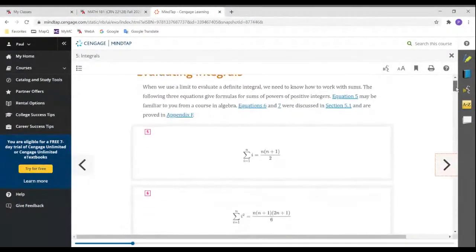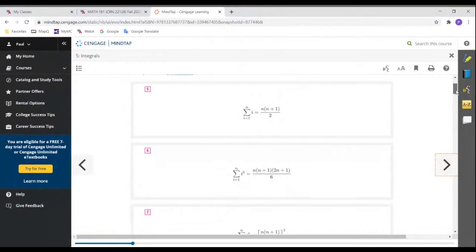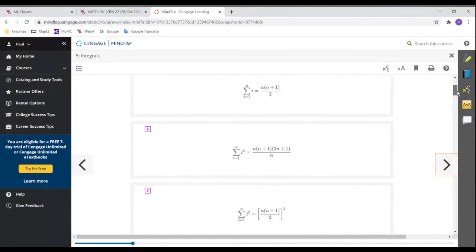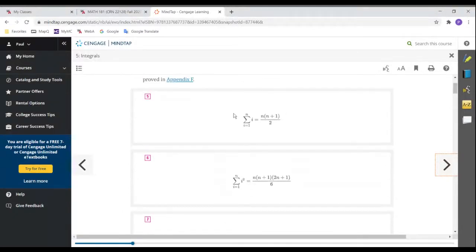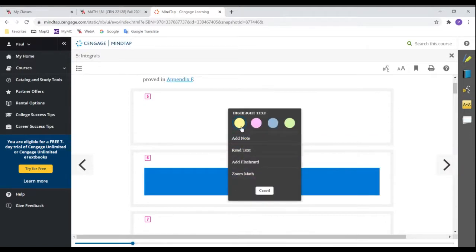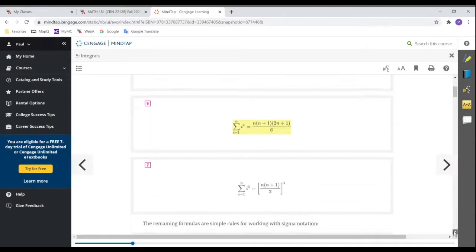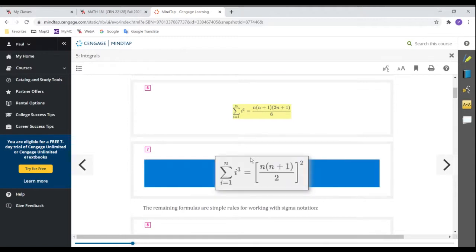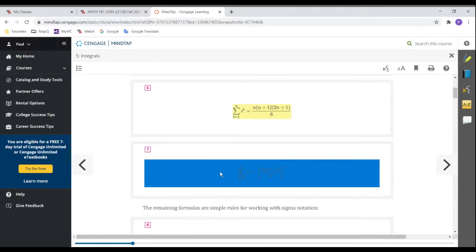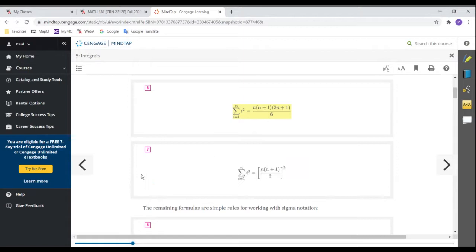Now, when we evaluate these integrals, we're going to be evaluating summations, and to evaluate the summations, we're going to need some formulas. These are the key formulas that you'll be using to help you. Hold on one moment.